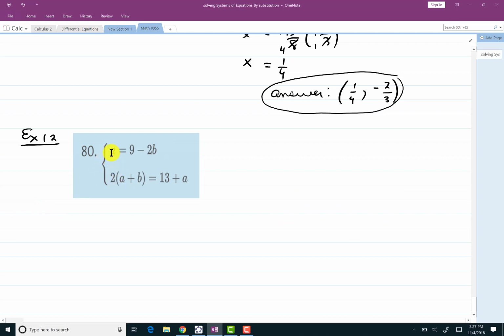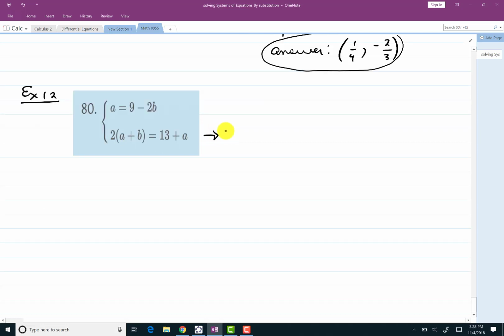In this example, it's pretty clear to me that you would take the expression you have in here for a, and plug it into the second equation. So the 2, and in parentheses, I'm going to have a 9 minus 2b where the a was. You see that? Where the a was, 9 minus 2b is in its spot. That equals 13 plus 9 minus 2b again. Let me simplify in this parenthesis.